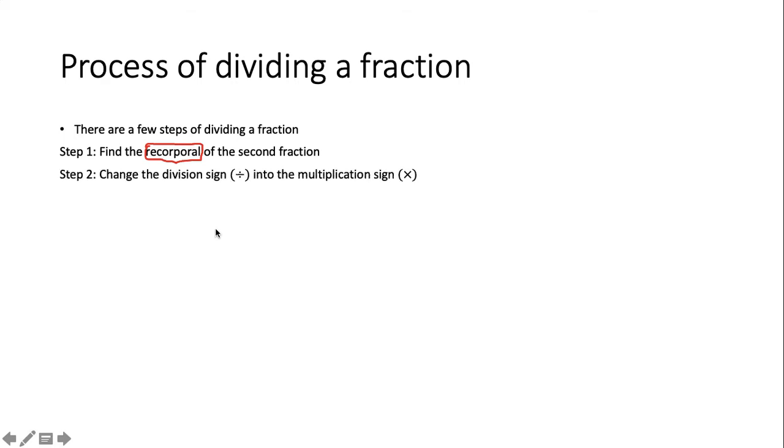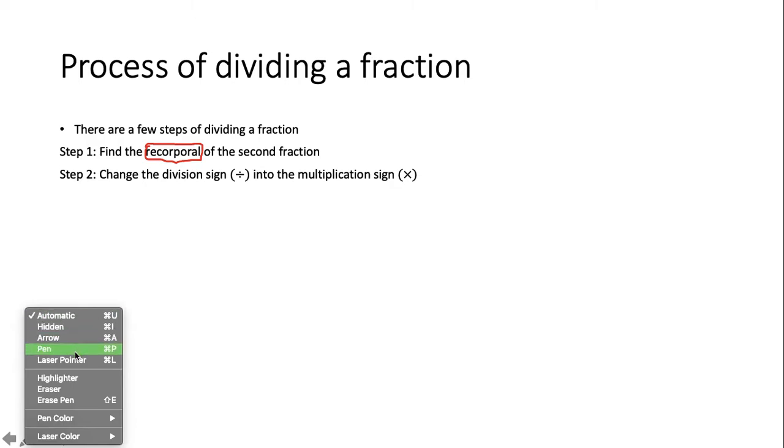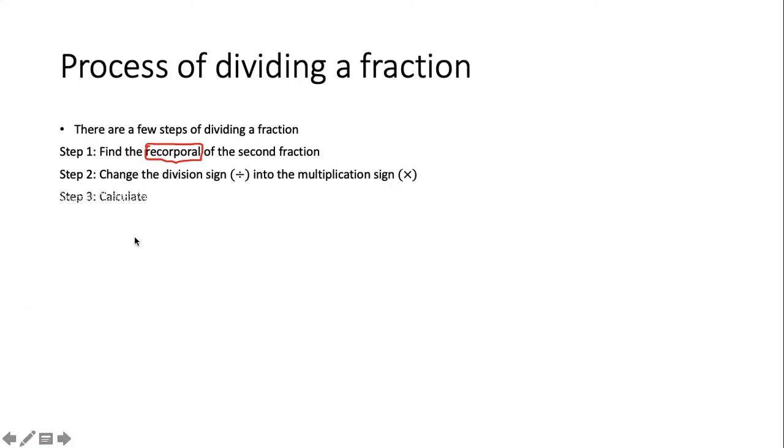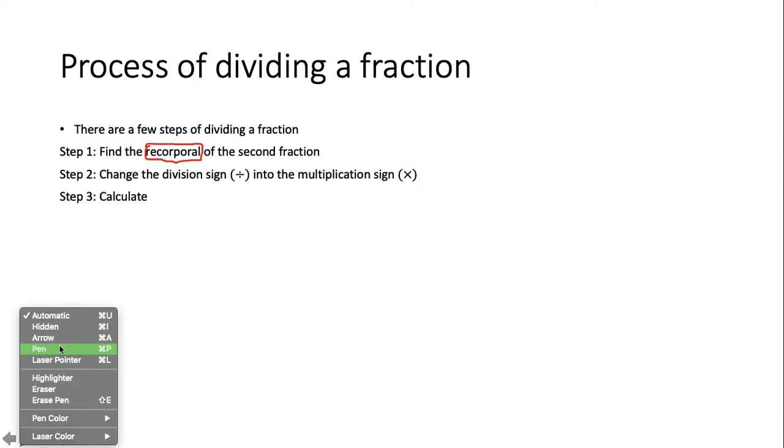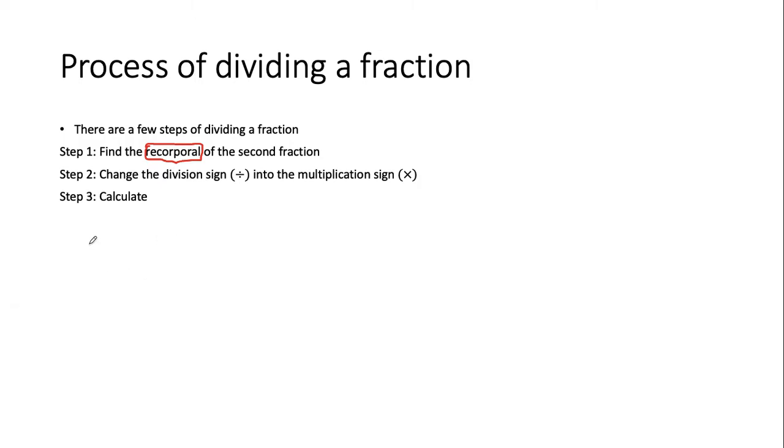Okay, step 2 is to change the division sign to multiplication, and step 3 is to calculate. So let's give a sample division problem. Let's just say 4 over 9 divided by 3 over 8.